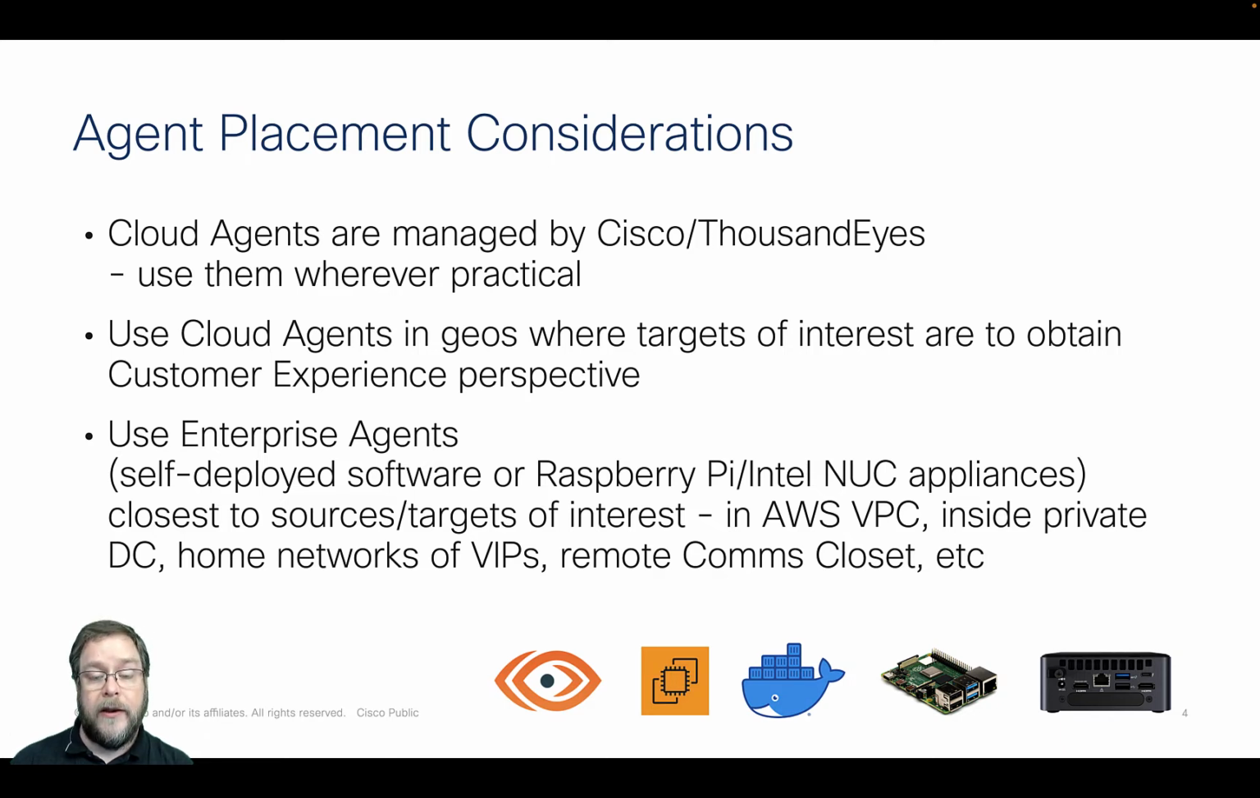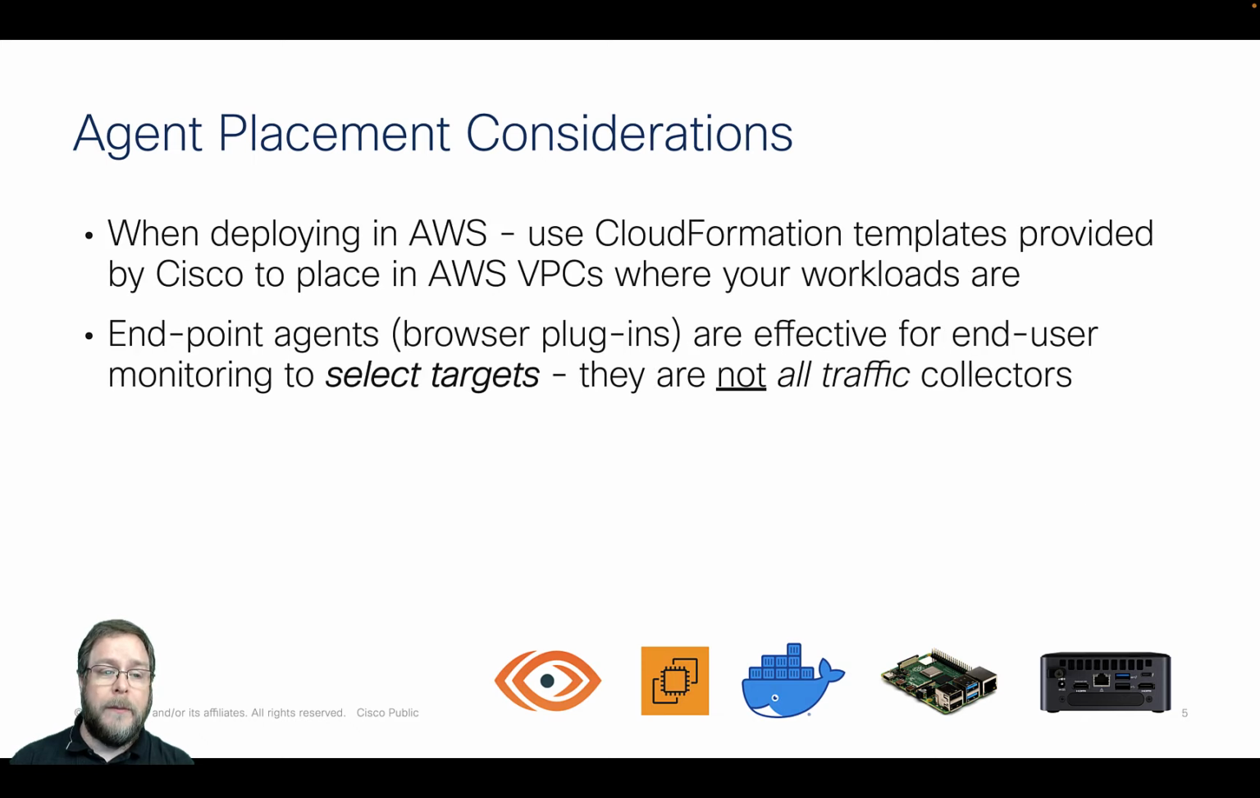When you do want to have something very specific down to a building or even a home user environment, then you would use the enterprise agents. And those are the ones that you can self-deploy, whether they're deployed using AWS CloudFormation like we did in part 1, or if you decide to deploy Raspberry Pis or Intel NUCs, or even Docker containers and Linux packages. So whatever suits you for your deployment.